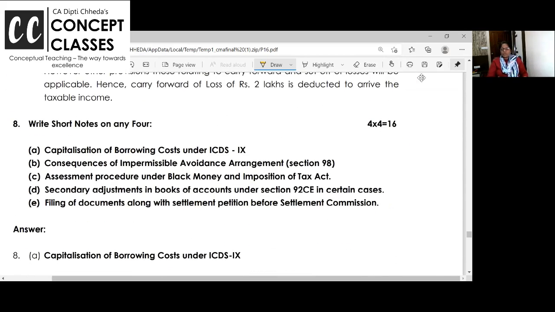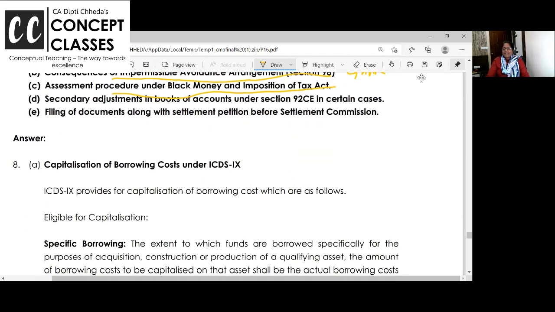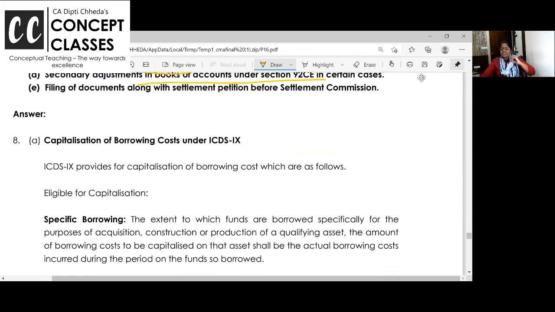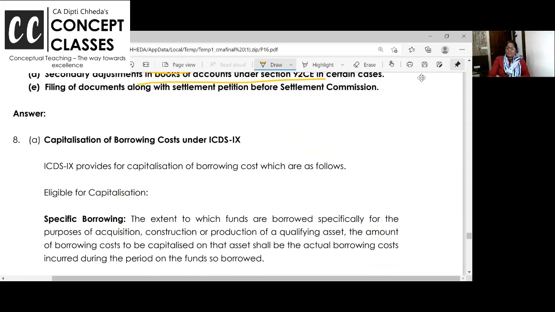And see this, write short note. One, ICDS, capitalization of borrowing cost, just now we discussed in the case law. Consequence of impermissible avoidance arrangement, GAAR. What is the consequence of GAAR? You have to pay the tax. Whatever you have mutually adjusted and tried to run away from, that income is added back, that expense is disallowed. Assessment procedure under Black Money Act. Secondary adjustment: sometimes after the first adjustment in transfer pricing, secondary adjustment is whatever is the increase in income, you have to bring it in India. What are the documents you have to find? One other question related to procedure they are asking.